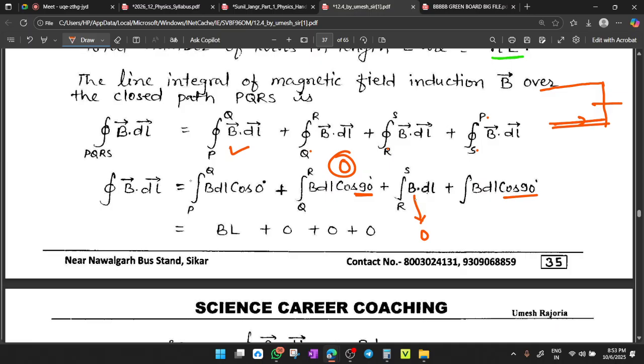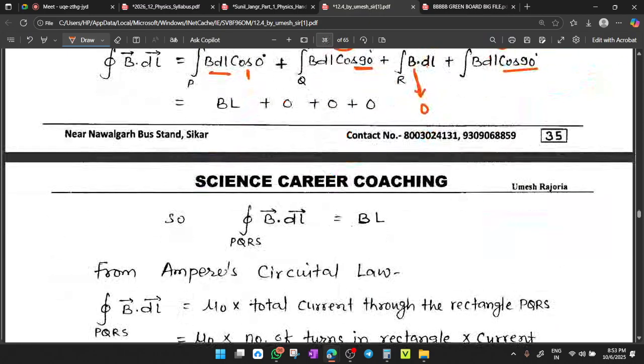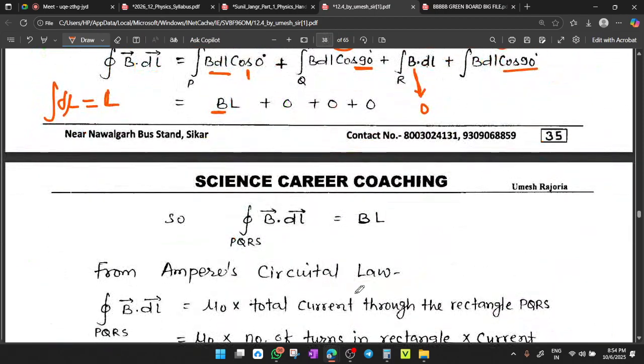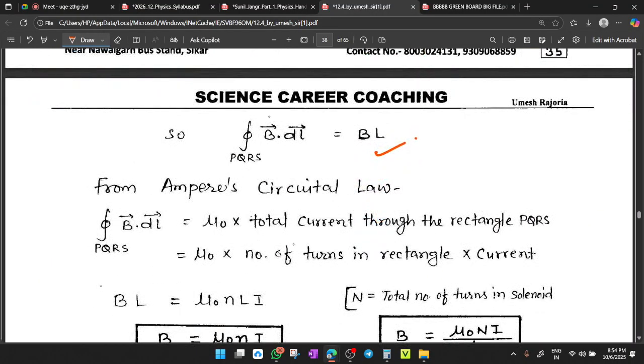So this part equals 0 because B outside is 0, and this part equals 0. Only the B dot dl cos 0 part will remain, and cos 0 equals 1. So this will give B into dl. Only B into dl will be left there. B is constant, so take it outside. And the integration of dl for this case equals capital L, because you have taken the length of this loop as L. So B into L. This is the line integration of B dot dl.